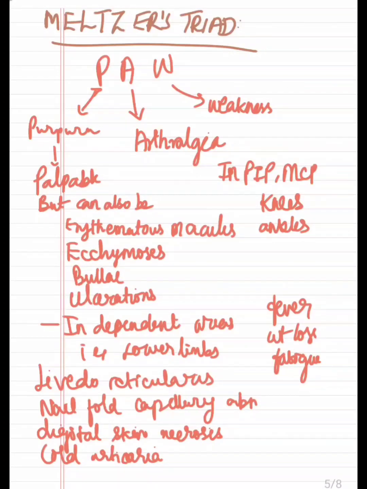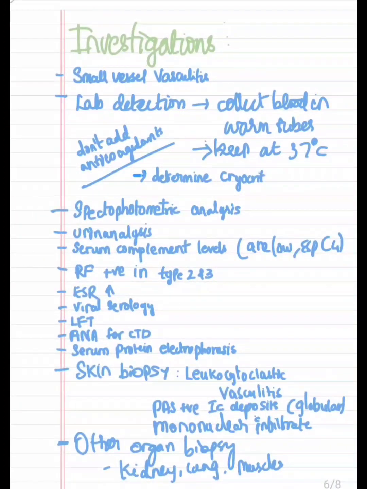Then arthralgia and weakness. Arthralgia is usually also associated with arthritis. It is seen in proximal interphalangeal joints and also metacarpophalangeal joints, followed by the knees and ankles. Some lesser important features are fever, weight loss and fatigue.